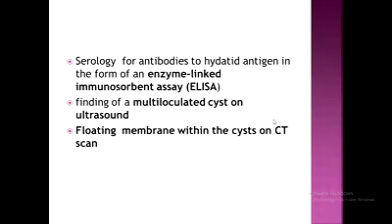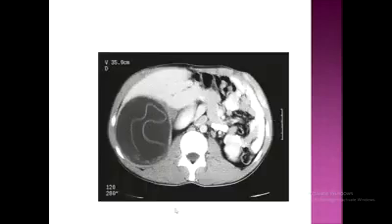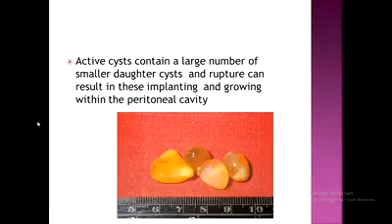These are also helpful. In ultrasound, there are multiloculated cysts, so there are multiple patches of fluid filled cavities in the liver. And on CT scan, there is a floating membrane. Here you can appreciate that this is a membrane. This is the whole of the cyst, that is, there is a capsule, and this is a fluid, and there is a floating membrane. You can differentiate it from a pyogenic abscess by this floating membrane. This is diagnostic for the hydatid cyst.